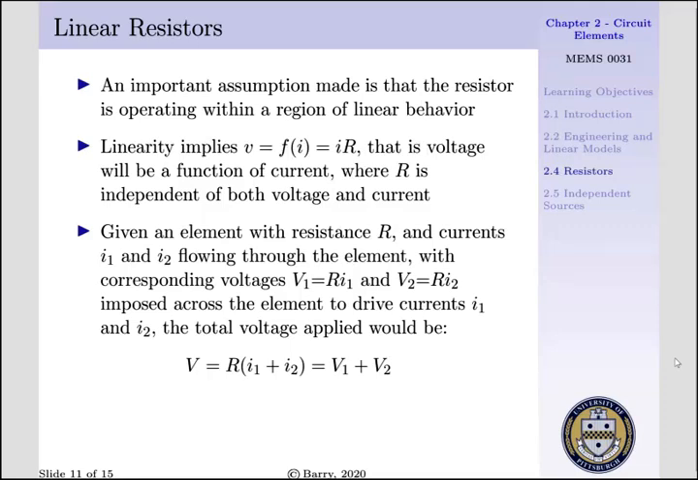Now, given an element with resistance R, and say we have two currents, I1 and I2, flowing through the element, with corresponding voltages, V1 equal to R I1, and V2 equal to R I2, that are then imposed across the element to drive our currents I1 and I2. Our total voltage applied would be R times the sum of our currents, I1 plus I2, which is equal to V1 plus V2. This illustrates the linearity of a resistor as well as our superposition principle.